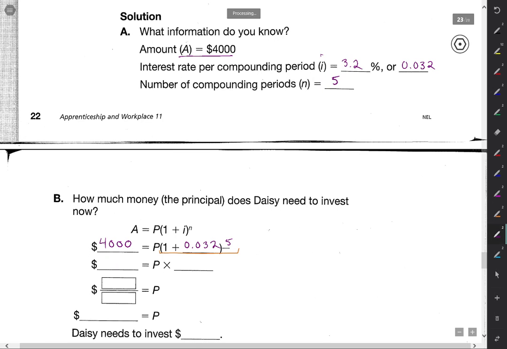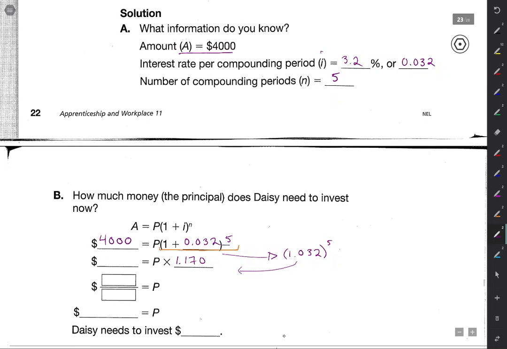So in your calculator, you're going to add up everything in the brackets. So 1 plus 0.032. So you're going to have 1.032 and then to the power of 5. So you're going to plug that in your calculator and you should get 1.170. And then that 4,000 is still on the other side.